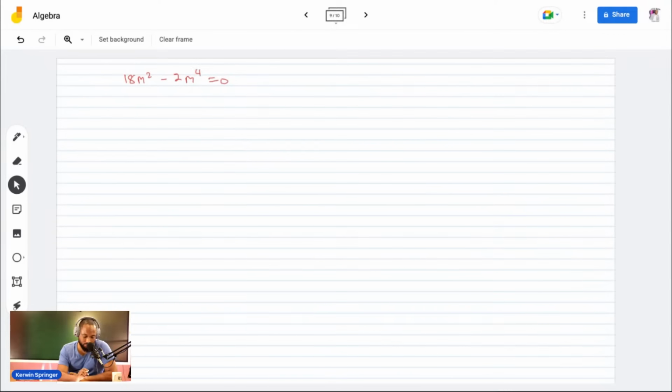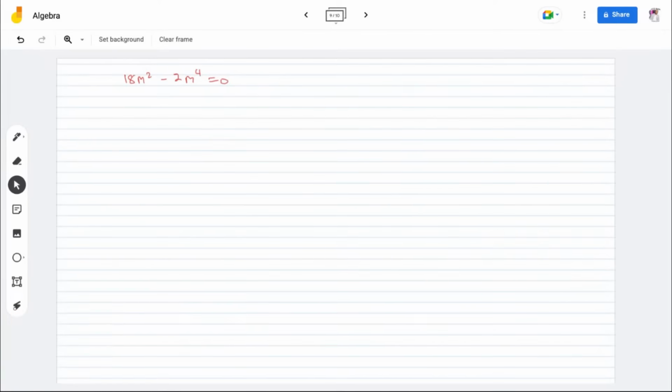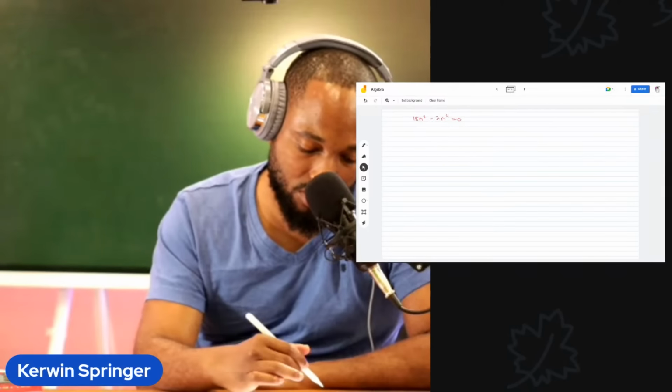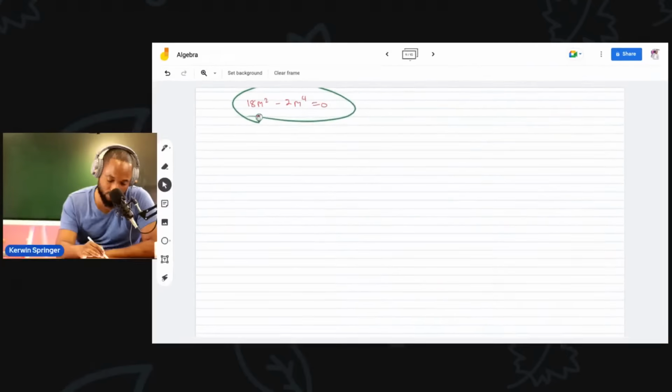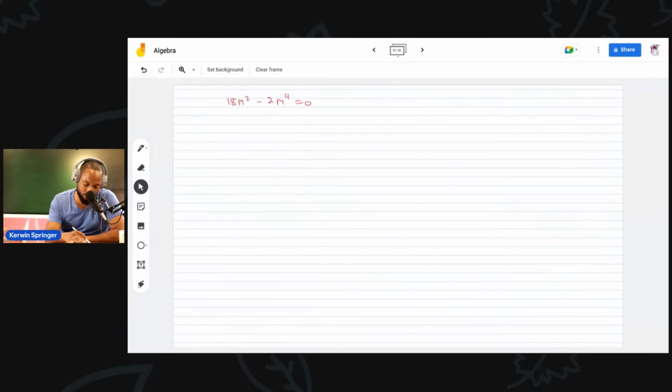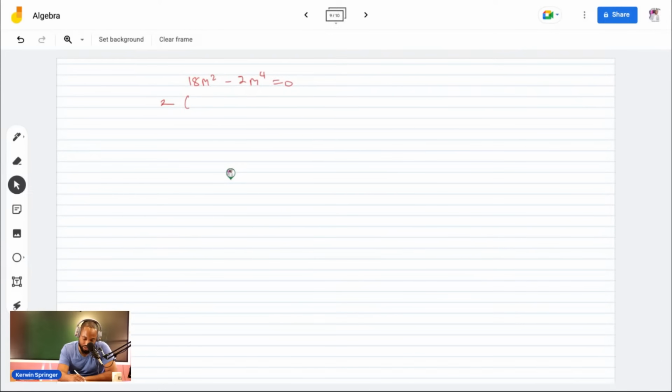Okay, I can just be a little more, what is the word I'm looking for, conservative with the things that I'm taking out. So I can kind of partially factorize this. Maybe I can just take out 2 and humble myself. If I just take out 2, I'll end up with 9m squared minus m to the power of 4. And then I do the difference of 2 squares.